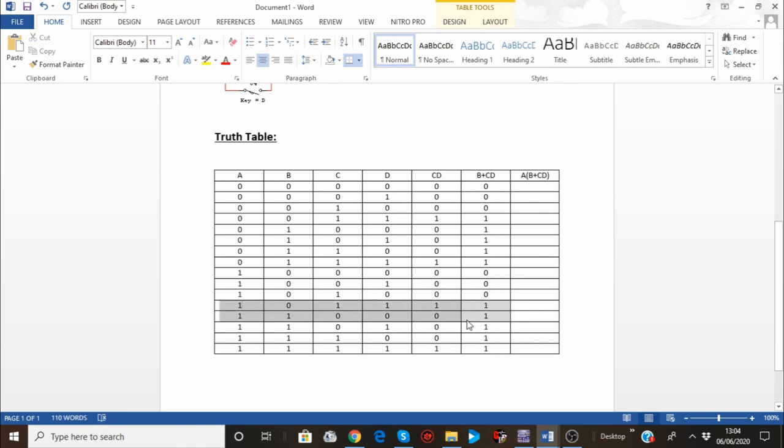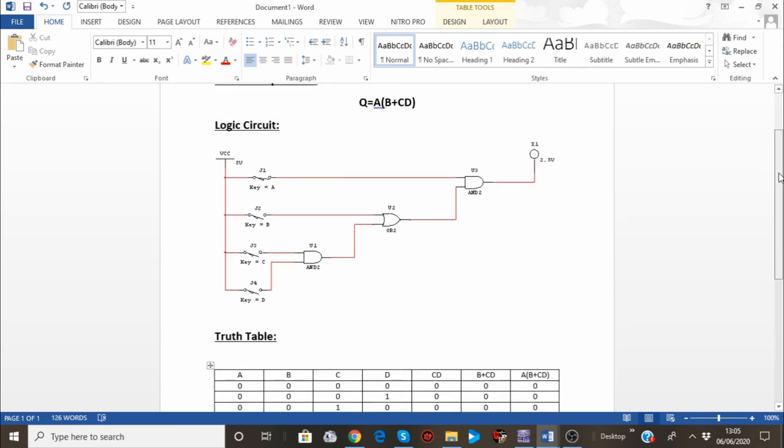From here onwards, both of the columns, A and B or C and D, are both on, so you get 1, 1, 1, 1, 1. The rest are all 0. So 0, 0, 0, 0, 0, 0, 0, 0, 0, 0, 0. That's your output truth table. And that's the truth table done for this circuit.